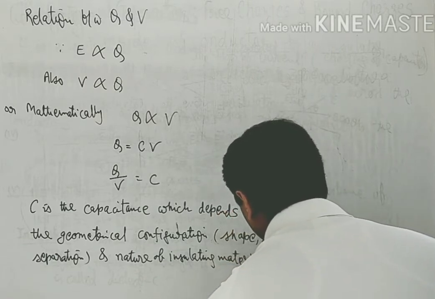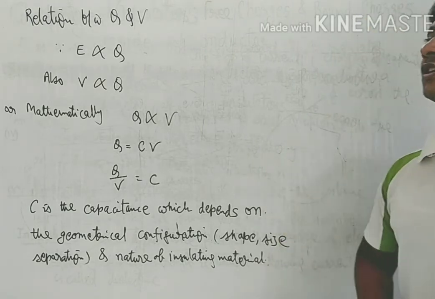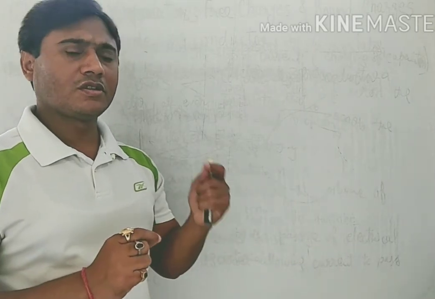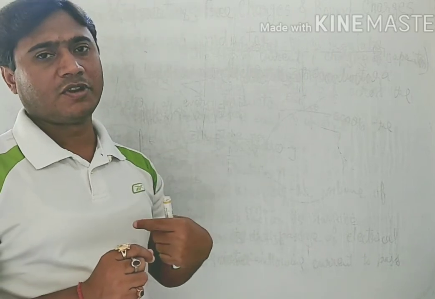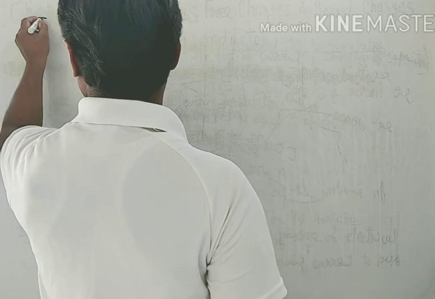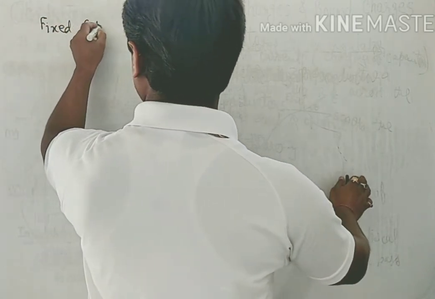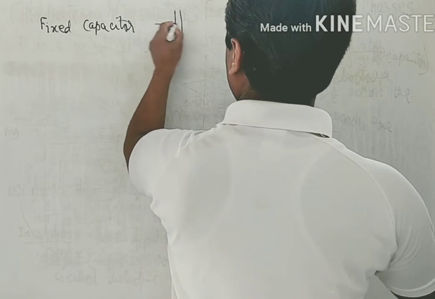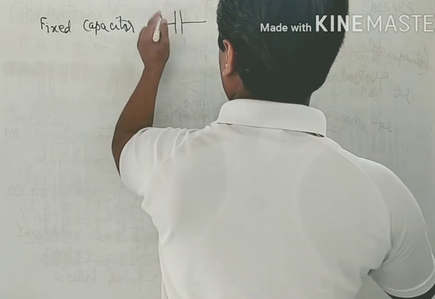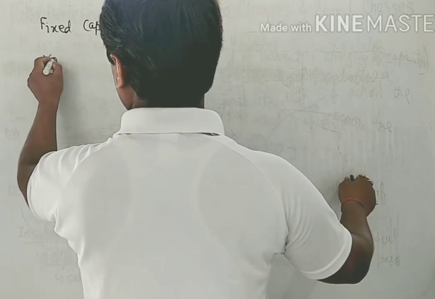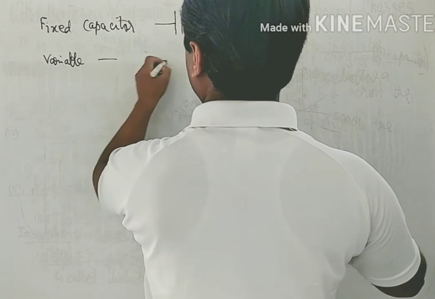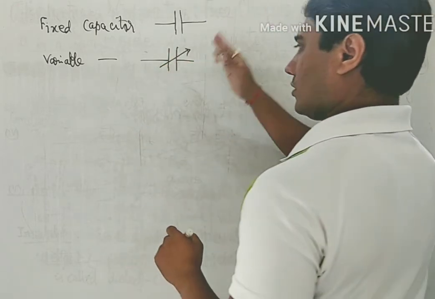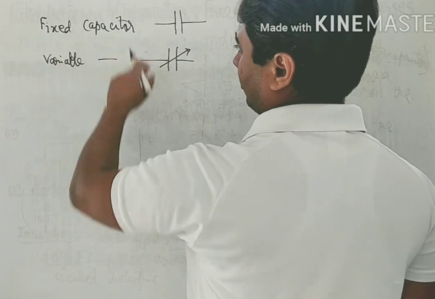So these are the facts which influence the capacity of the capacitor. Okay students, let's see symbolically how we represent the fixed value of capacitor and the variable value of capacitor. For a fixed capacitor, we use the symbol of two parallel lines of the same length, and for a variable capacitor we use two parallel lines having an arrow. So this signifies a variable capacitor.